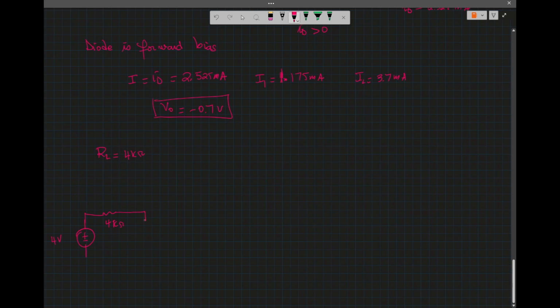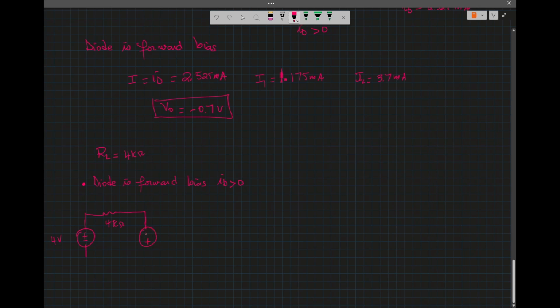We have the diode here. So let's assume the diode is still forward. It's just an assumption, we're gonna check. So diode is forward bias. That means ID must be positive in that case.